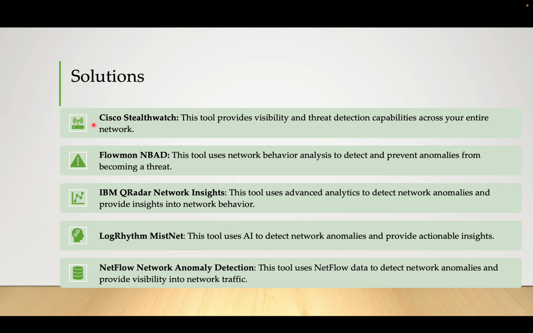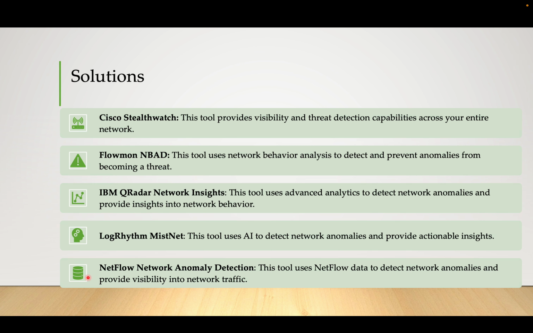Here we have the Cisco Stealthwatch. It provides visibility and threat detection capabilities across the entire network. Flowmon, this tool uses network behavior analysis to detect and prevent anomalies from being a threat. You got, of course, IBM QRadar. It uses advanced analytics to detect network anomalies and provide insights into network behavior. You also got the LogRhythm MistNet. This tool uses AI to detect network anomalies and provide actionable insight.